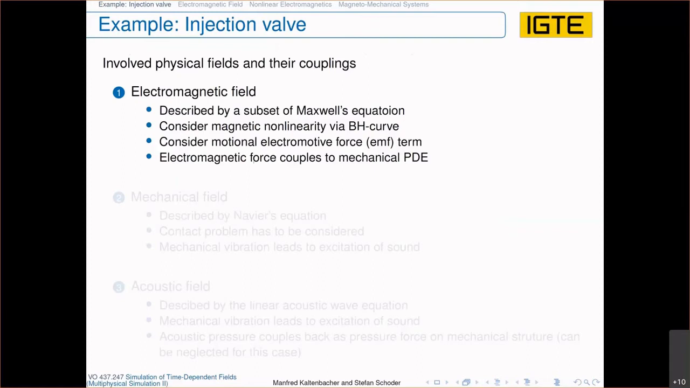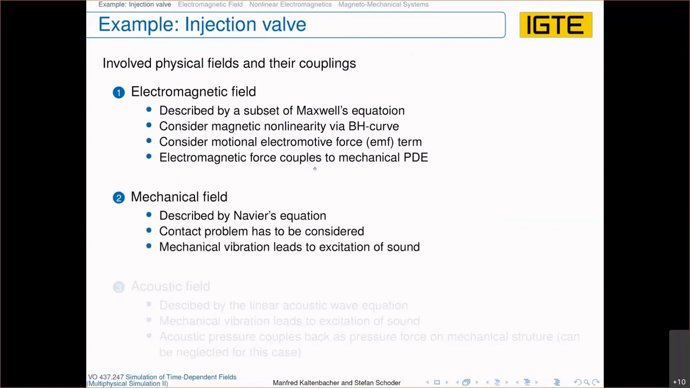And we have to compute very precisely the electromagnetic force, which will couple to the mechanical partial differential equation. From the mechanical point of view, well, it is linear elasticity. However, when you also want to compute it up to contact, then it's a nonlinear problem. Contact is a nonlinear problem. And due to the contact, you get vibrations, and the vibrations lead to the excitation of the sound.